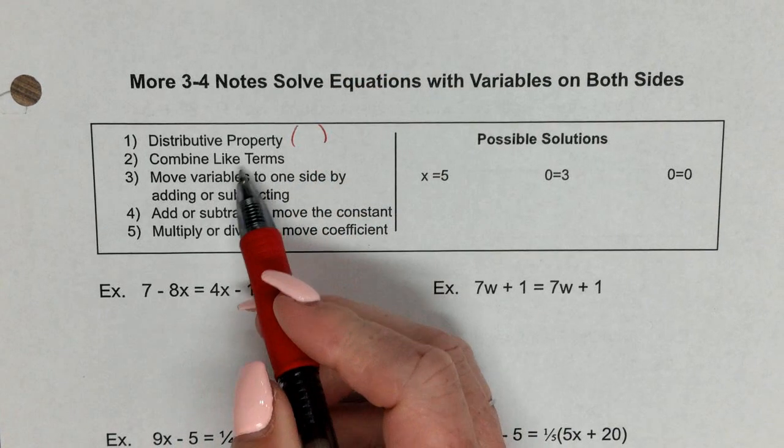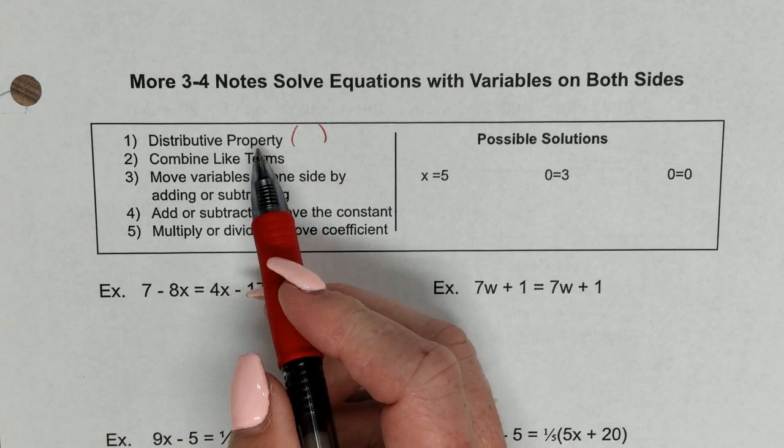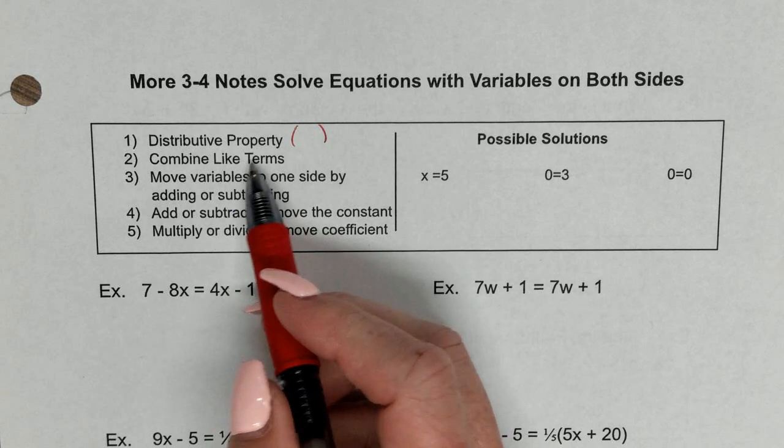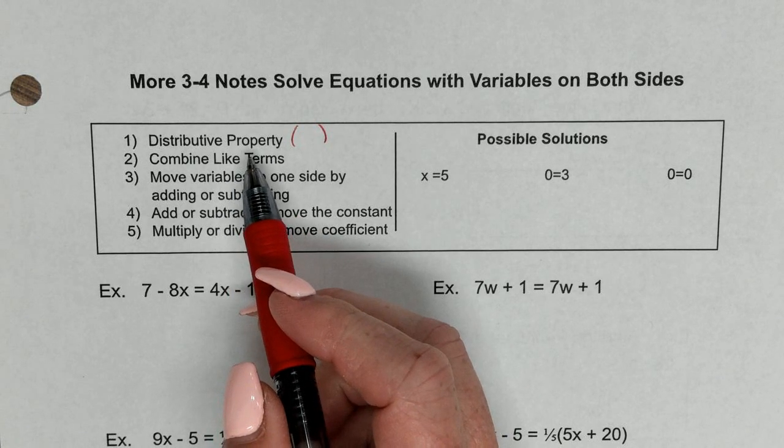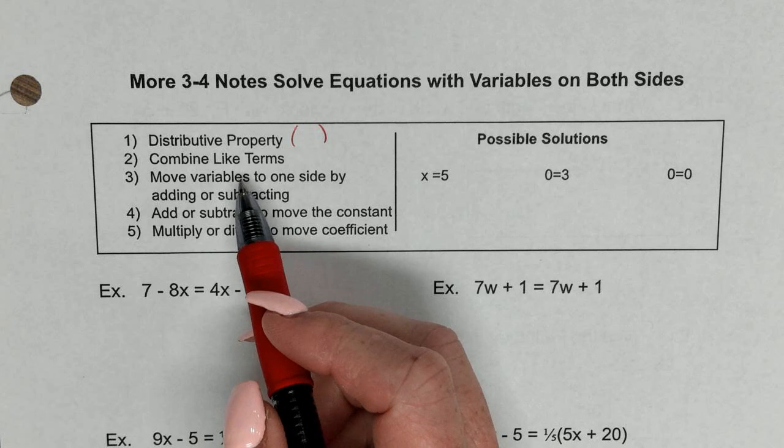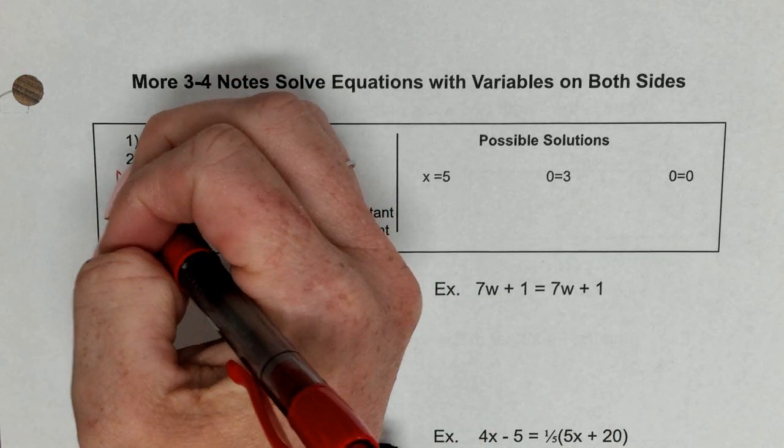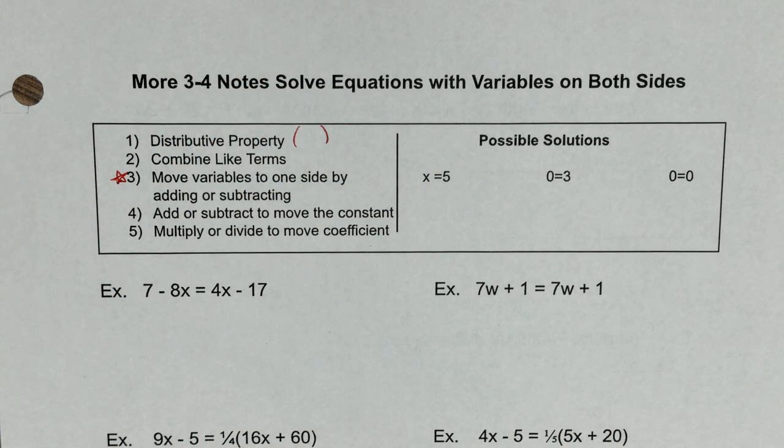Parentheses. If there's parentheses, you have to do distributive property. The next thing you have to do is combine like terms on both sides of the equal sign. And then this was our new step right here from yesterday, which was to move all the variables to one side by adding or subtracting. Does it matter which side you pull them to?